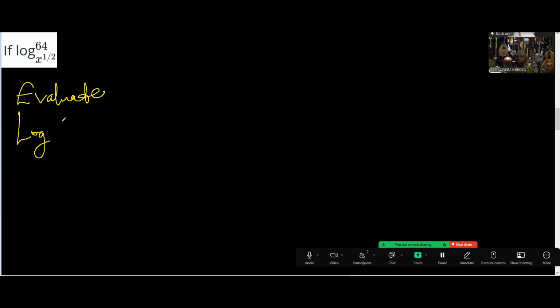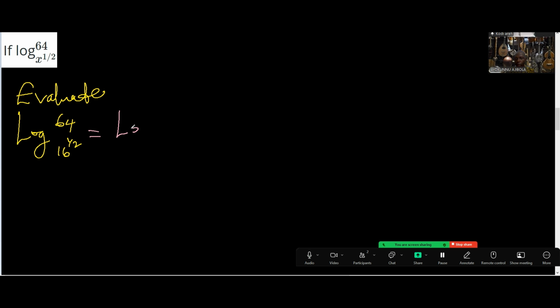log 64 base 16 raised per half. It was 16 we got for x, right? That's why we're substituting it to see if it's going to give us. Remember what we said, that log of the same base will be 1. That's what we target here. So this is going to give me, let me turn them to 2.